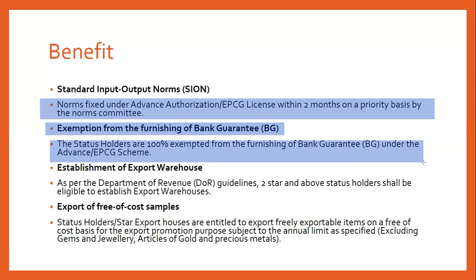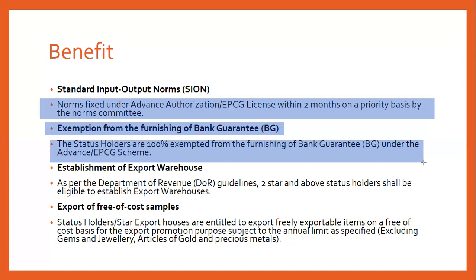When you import the goods, you have to submit a bond as a bank guarantee. In that bank guarantee, you have to inform customs that we will pay this custom duty, because under the advance and EPCG license you are free of the duty. So in respect of that free duty, you have to give the bond to customs. So here, the exemption is from furnishing the bank guarantee bond. Status holders are 100% exempted from furnishing the BG bond under the EPCG or advance.